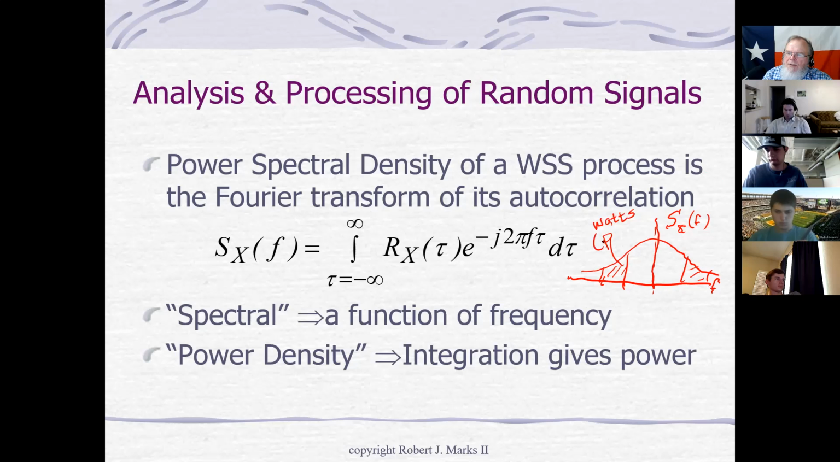Or if you will, it has units of power. And this is frankly amazing. So again, taking the Fourier transform of a wide sense stationary stochastic process gives one the power spectral density. Again, spectral means it's a function of frequency. Power density means integration over this function gives you power.